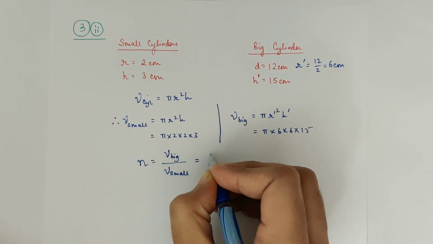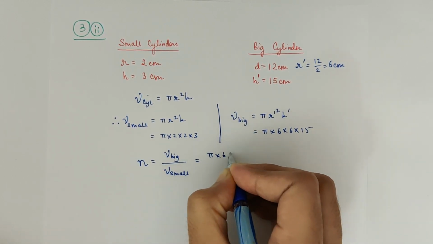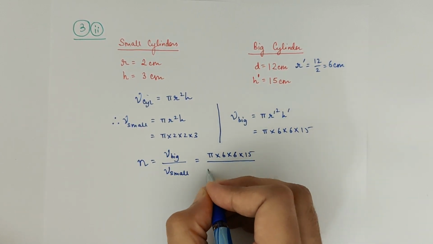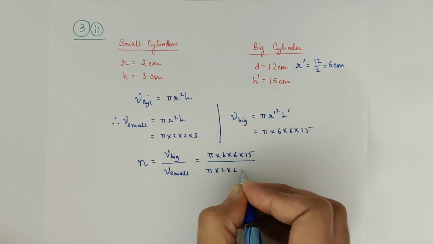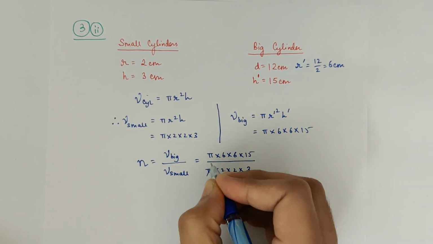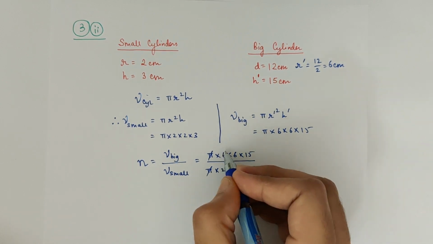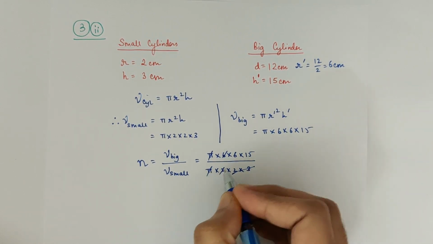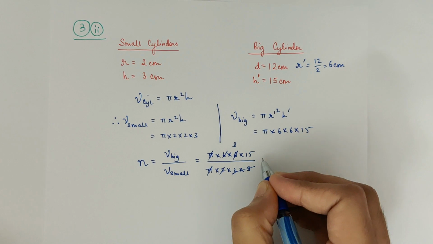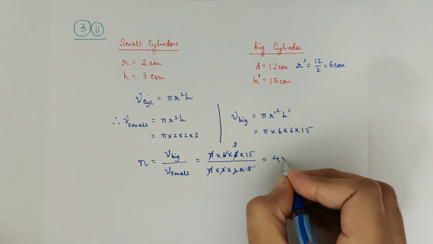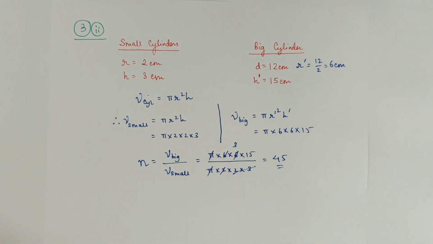So we will have pi into 6 into 6 into 15 divided by pi into 2 into 2 into 3. Pi and pi get cancelled out. 2 3s are 6, 6 gets cancelled out, 2 3s are 6. So we have 3 into 15 which is 45. So 45 smaller cylinders can be made from the big cylinder.